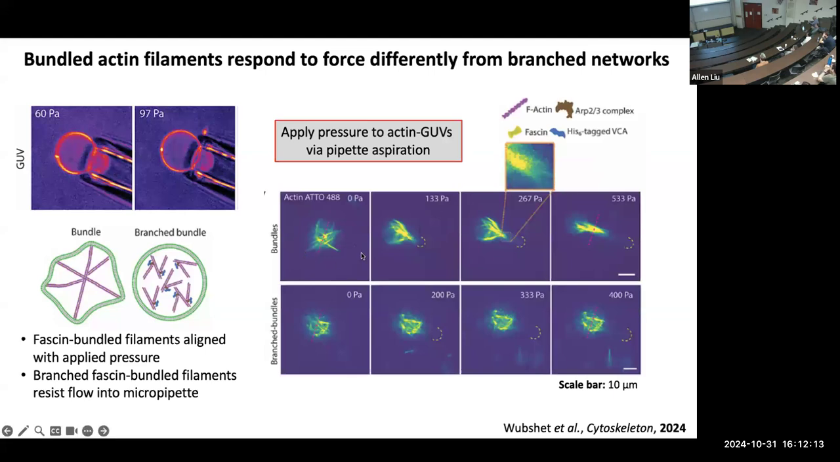So you can see here that when we have these bundled filaments and we apply an aspiration, the pipette is not visible here, but you can see how these bundled filaments collapse into a thick bundle.